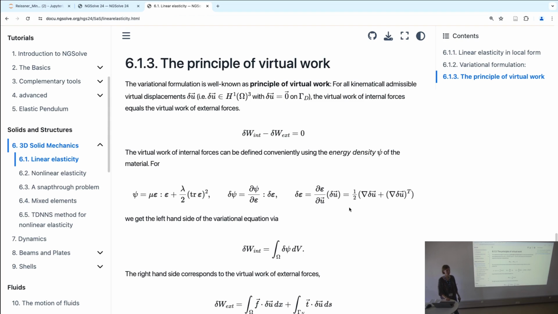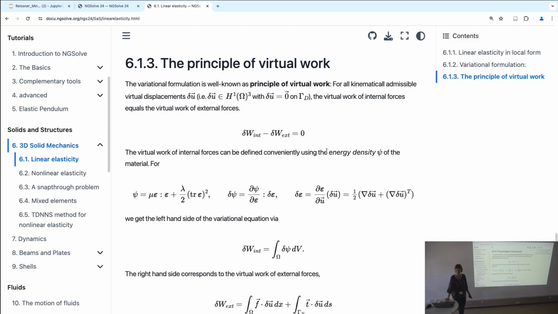But we talk about the principle of virtual works. Is anybody here who knows about the principle of virtual works? Yeah, it's essentially the same. In the end, it's the same. It's just the language that changes. And why do I present this here? It's because in NGSolve, this language is quite naturally included.